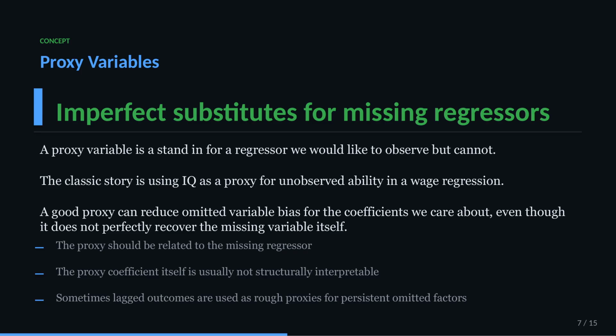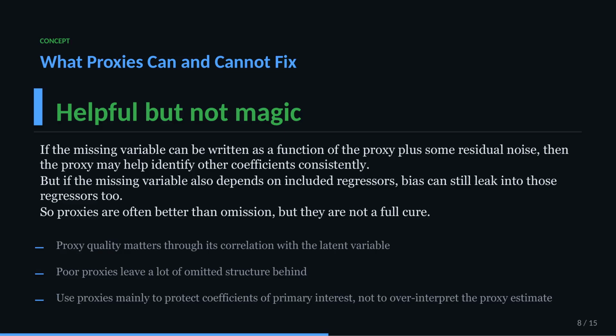They help only if they are actually related to the missing regressor in the right way. And even then, the proxy coefficient itself usually does not have a clean structural interpretation. It is carrying both the effect of the missing variable and the imperfection of the proxy relationship. So the right way to think about proxies is defensive. They are often useful for protecting the main coefficients of interest, but they do not turn a missing variable problem into a perfectly observed one.